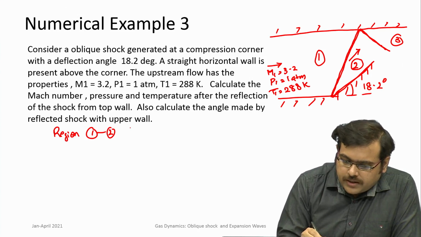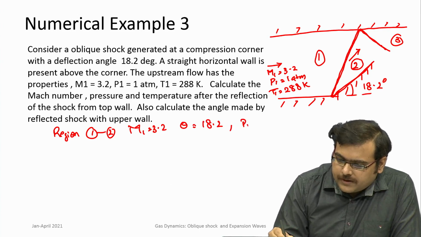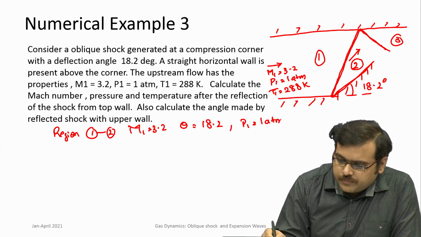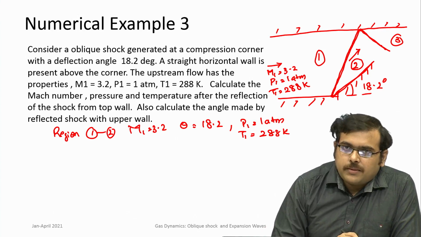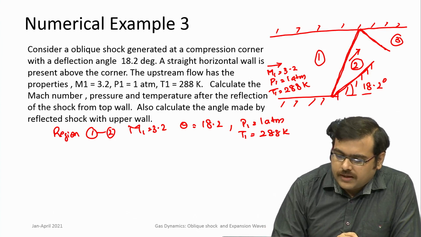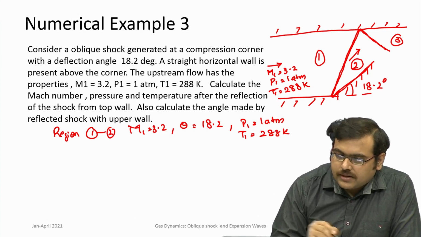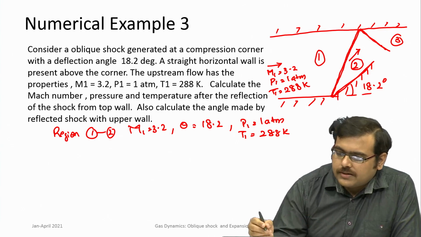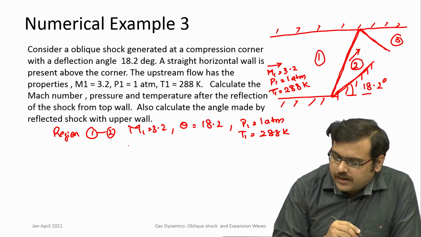So, what is given? M1 is given as 3.2, theta is given as 18.2, P1 is 1 atmosphere, T1 is 288 Kelvin. Knowing these parameters, we can calculate region 2. We know M and theta. If M and theta are known, beta can be found out. Use a chart or a calculator.